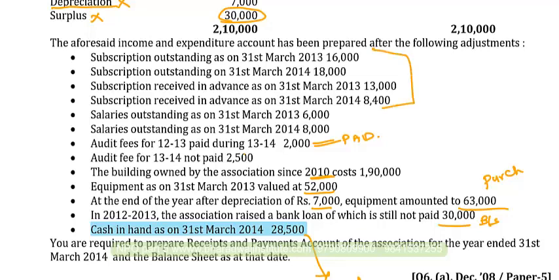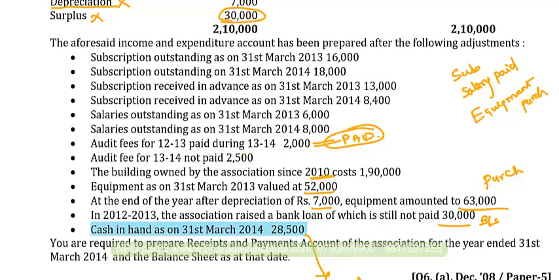Do the working for subscription. Do the working for salary. I want your answer for subscription received and salary paid. Audit fees is directly given. What is paid is given, no problem for us. Then what is the equipment purchased?